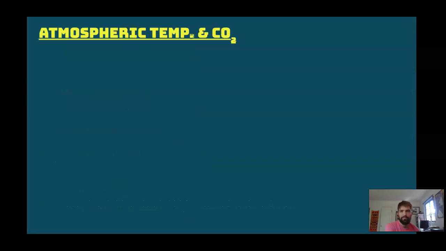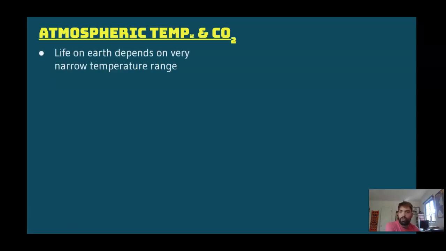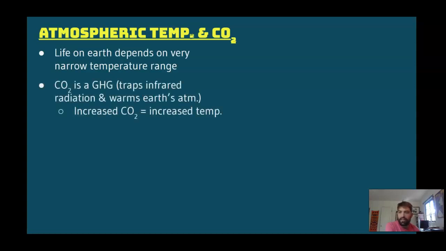All right. Then another indication of sustainability is atmospheric temperature and CO2. So life on Earth depends on very narrow ranges of temperatures. And CO2 is a greenhouse gas. It traps infrared radiation and warms the Earth's atmosphere. And an increase in CO2 is an increased temperature. Okay, basically as simple as that.